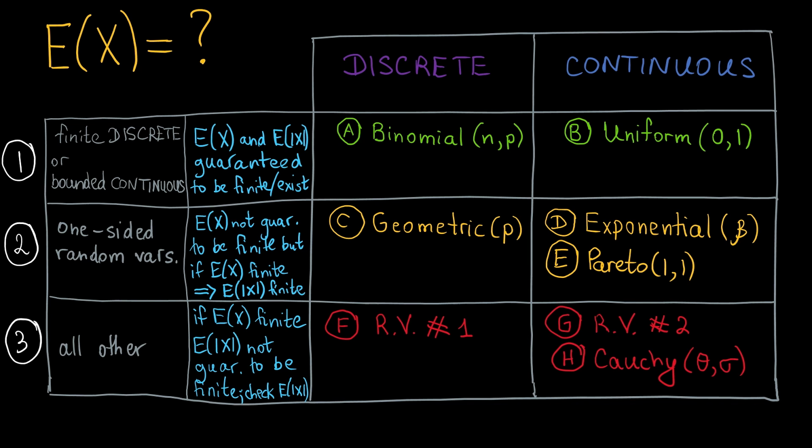And finally, in row 3, we will group all the other random variables. For these, essentially, the expected value of x is not guaranteed to be finite, and even if we work out the expected value of x to be finite, we would still need to go and additionally check that the expected value of the absolute value of x is also finite. And we'll look at 3 examples here.